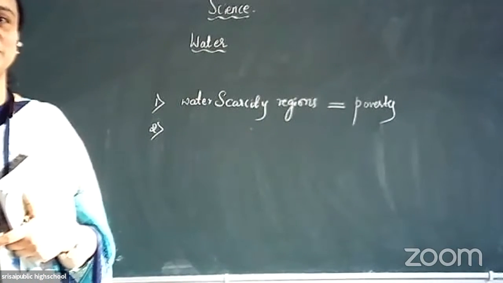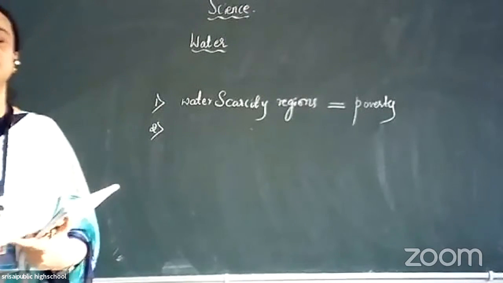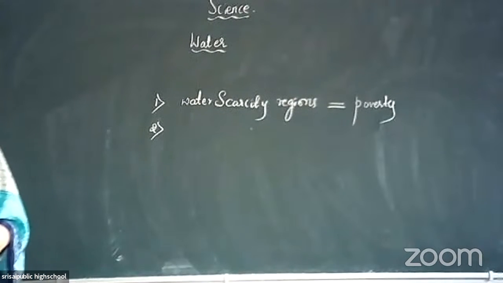Discharge of domestic and industrial effluent waste. Very good. Discharge of the domestic and the industrial waste. That is urban waste and the industrial waste.